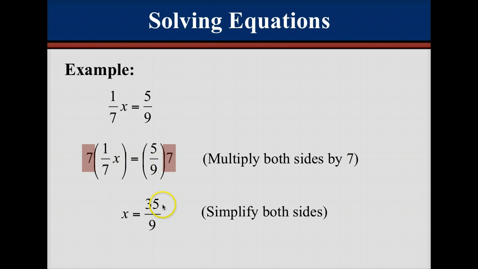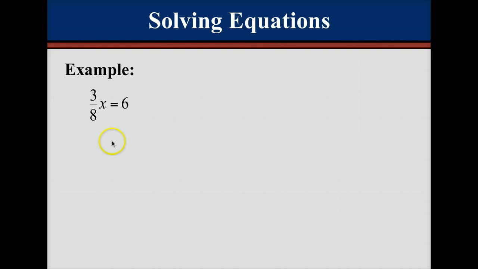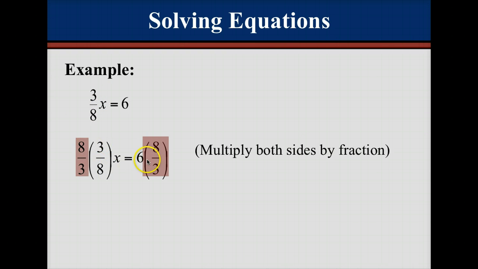So x is equal to 35/9. This is another one, but we don't have fractions on both sides, but still, by the same token, let's multiply by the reciprocal. What is the reciprocal of 3/8? Why, it is 8/3. 6 times 8, 48, divided by 3 is going to give us 16 when we simplify both sides.